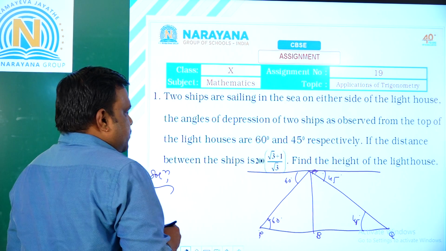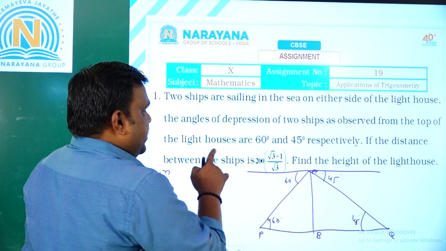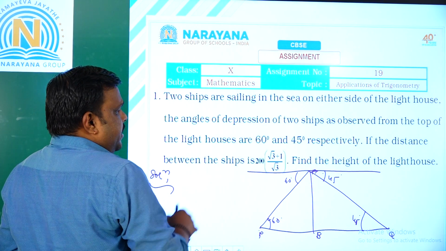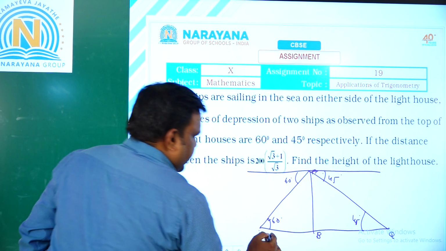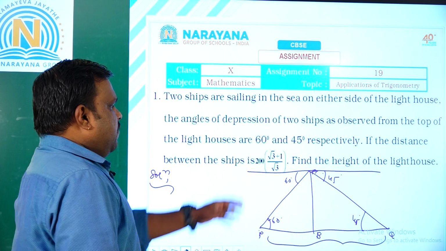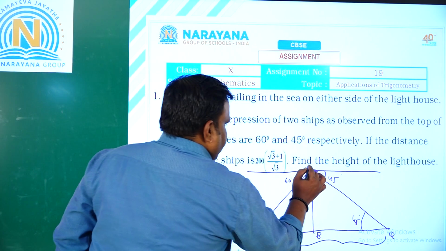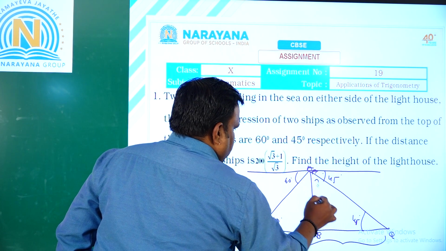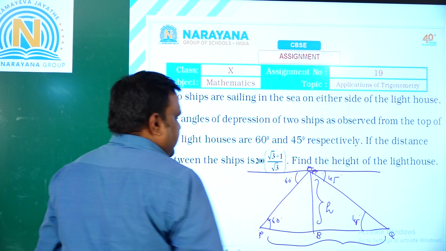Now the distance between the two ships is given as 200 into root 3 plus 1 by root 3. So this is the distance between the two ships, already given for us. Now find the height of the lighthouse. AB is the lighthouse. We don't know the lighthouse height. Let us name it as H.